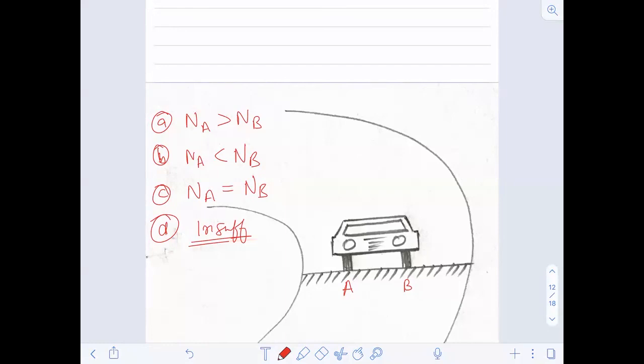Okay, see here. Option B will be correct here. This NA has to be less than NB. Now see what will happen here. Actually, what happens?